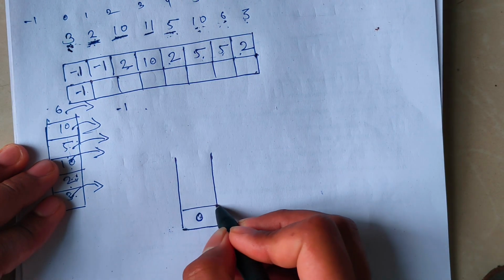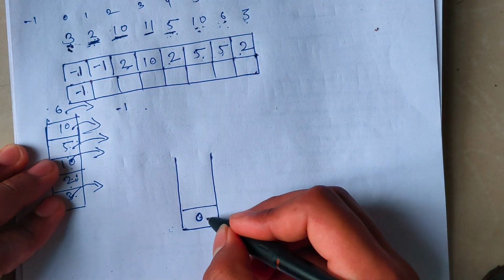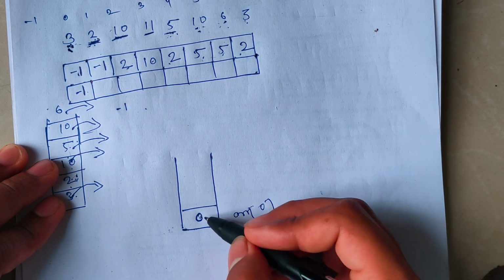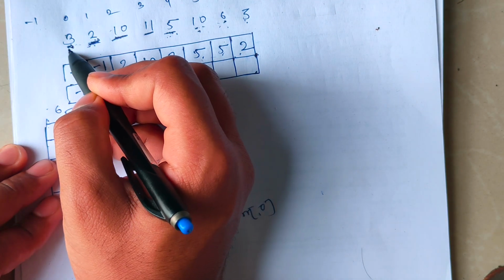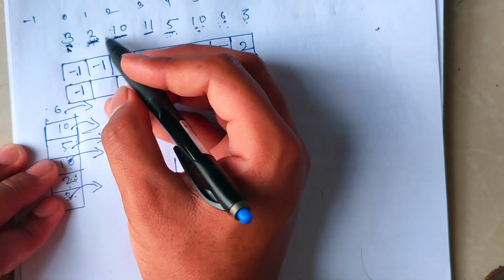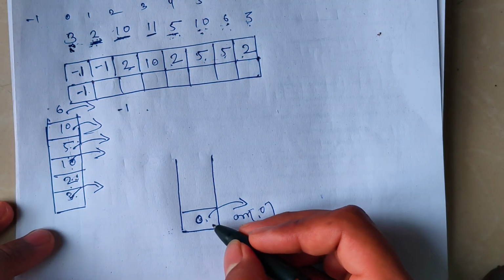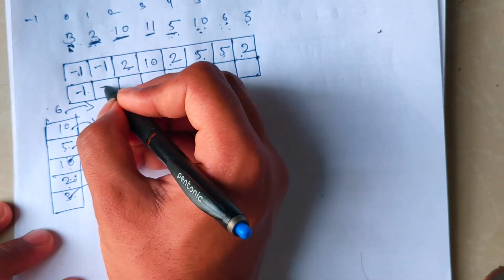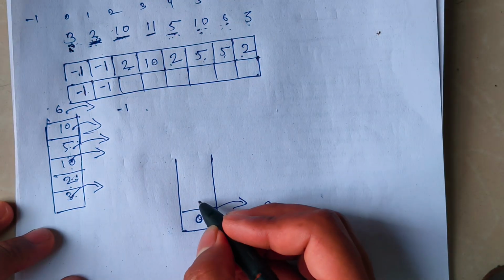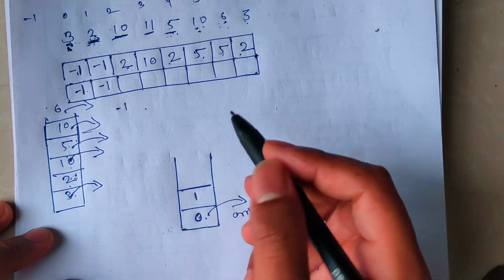Okay. Now 2. Compare 2 with arr of 0. If I compare arr of 0, that is 3, which is greater than 2, so pop 0. Okay, now push. Now there is nothing in the stack, so the position should be -1 for 2, and we push the 2 position here, that is 1, 2's position, right?